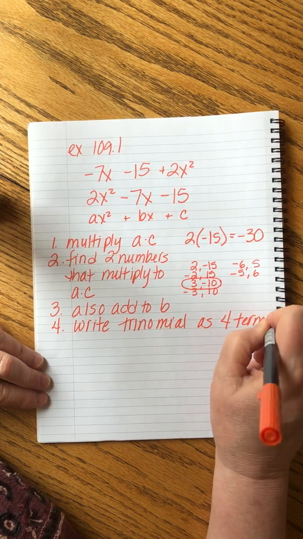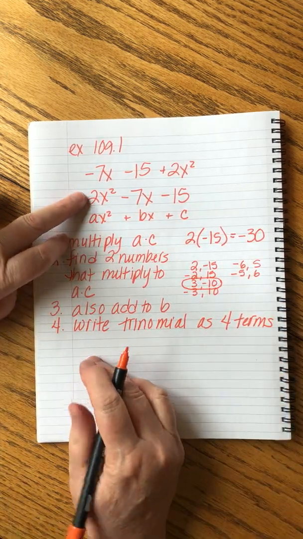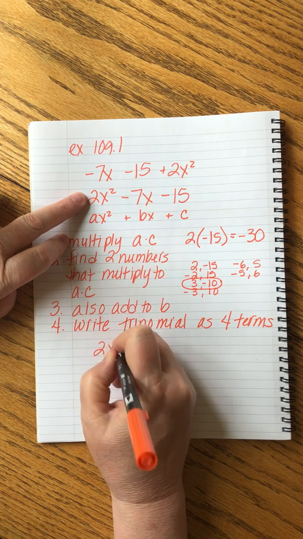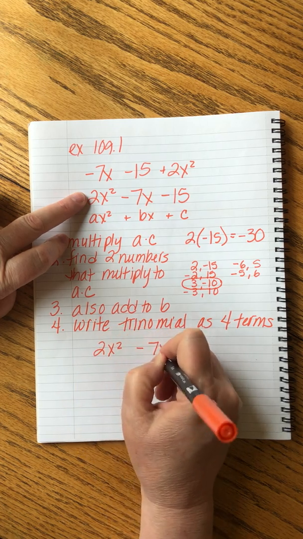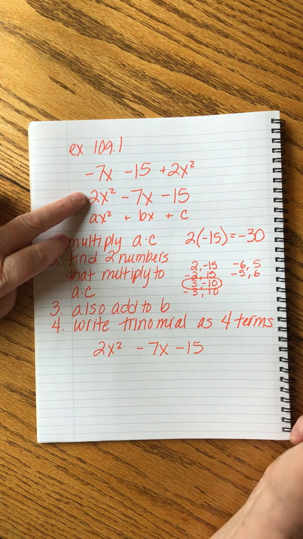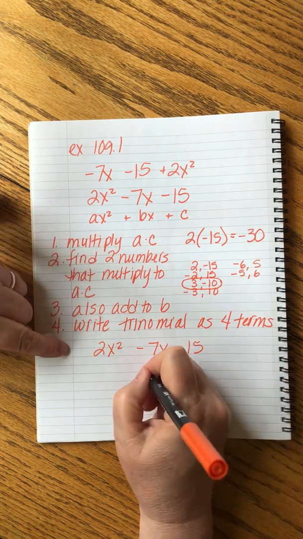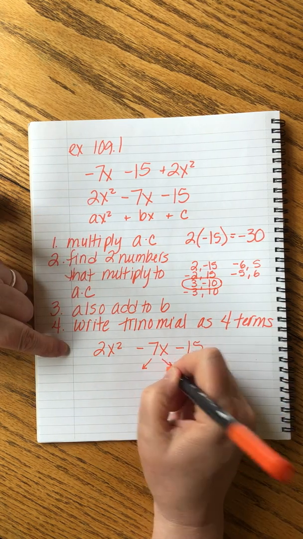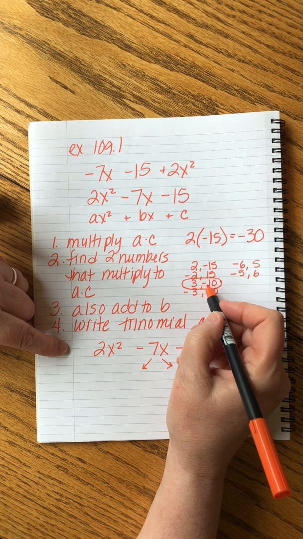We're going to rewrite our original expression. I'm going to copy it down here so that you can see exactly what I'm doing with it. 2x squared minus 7x minus 15. What we're going to do is split this into two terms using the numbers that we chose.